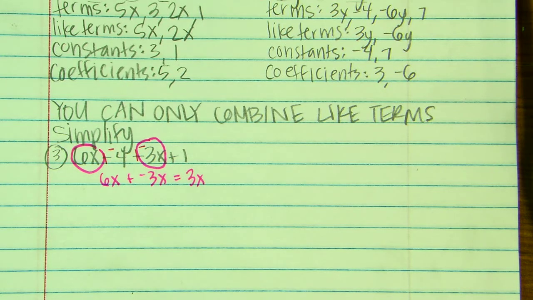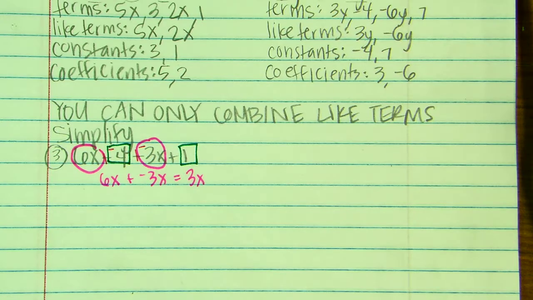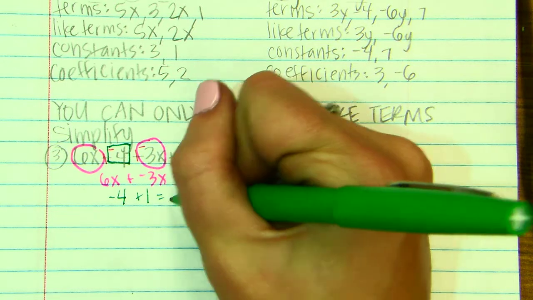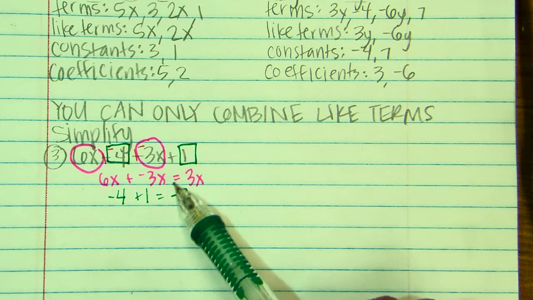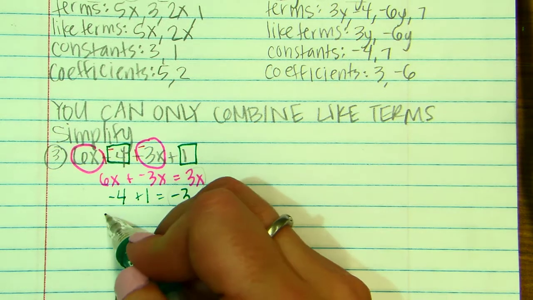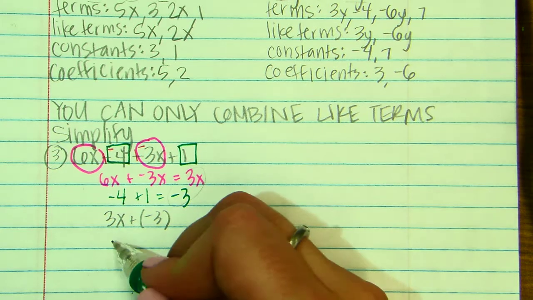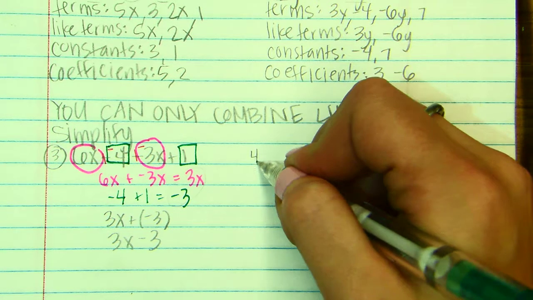And then I'm going to use boxes for the constant terms. I can also combine constant terms because those are also alike. So I can combine negative 4 with the positive 1, and I'm going to add those. Negative 4 plus 1 is negative 3. Now I can combine these two into one expression. So I'm going to put 3x plus negative 3, and I can simplify that a little bit more to be 3x minus 3. So that's as simplified as this expression can get. All right, let's try another one. Let's do, for example, 4.